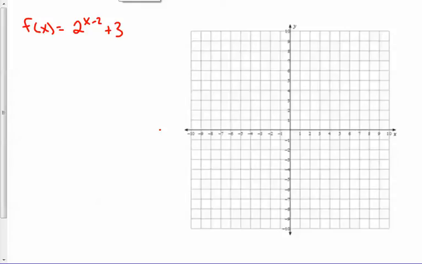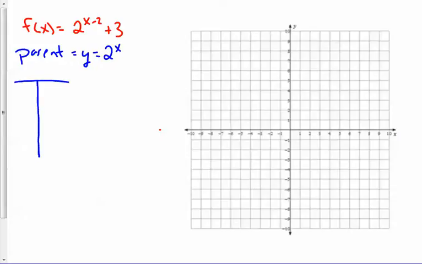Okay, so in this video we're going to discuss graphing both exponential functions and logarithmic functions. The easiest way that we have for graphing an exponential function is to examine the parent function. I'll put the parent function here in blue. So if I'm looking at f of x equals 2 raised to the x minus 2 plus 3, the parent function of this would be y equals 2 to the x.